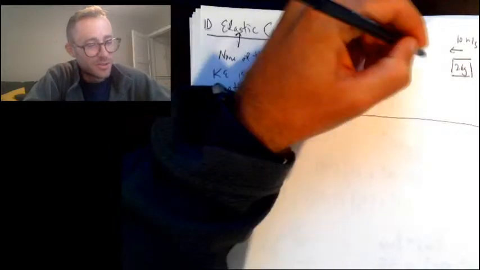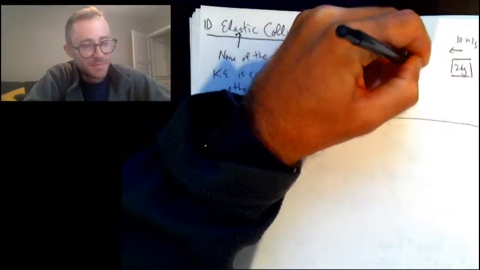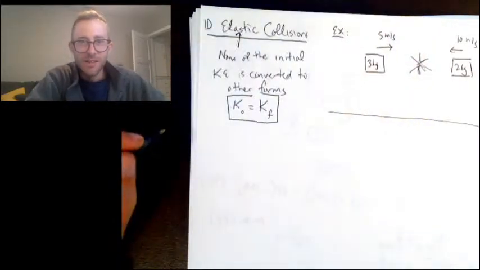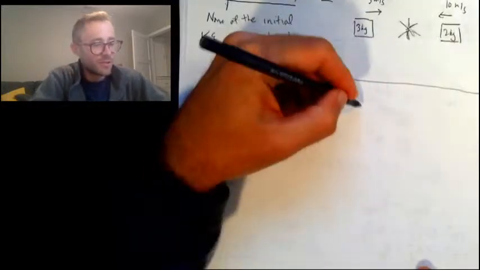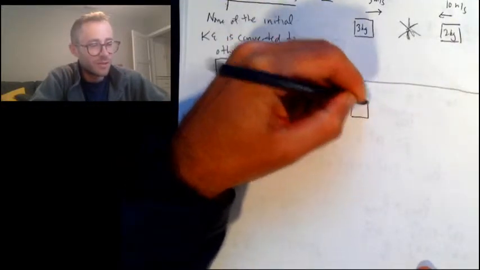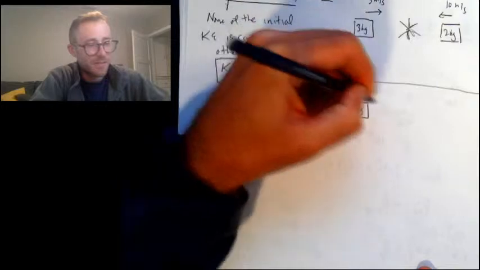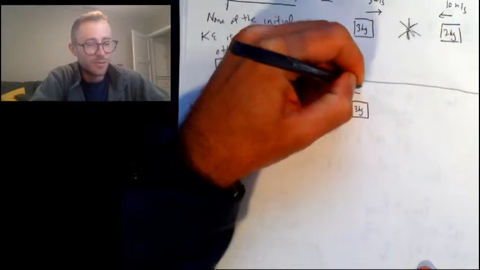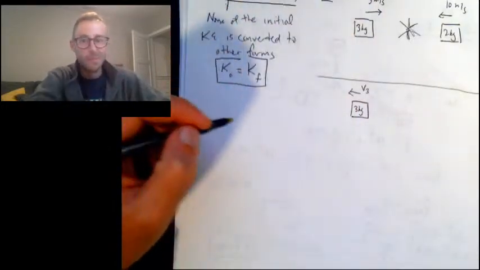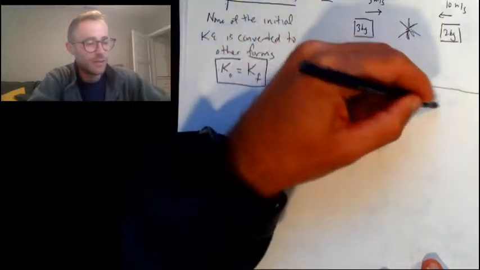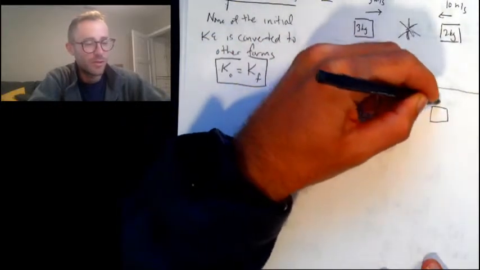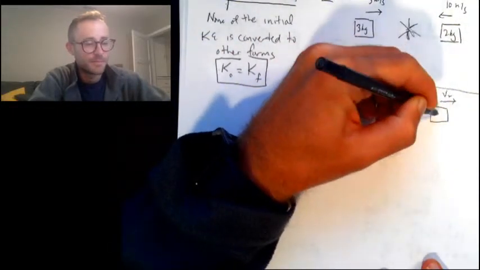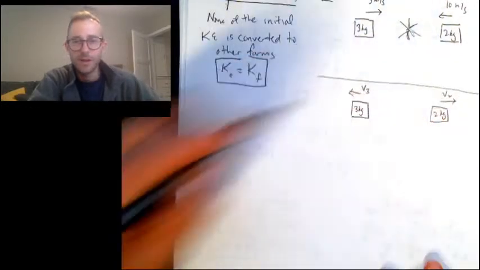So they have a collision in the middle here. Okay. And then afterwards, they have some final velocities. Okay. So this one has a velocity which I'll call V3. And this one has a final velocity which I will call V2. Okay?